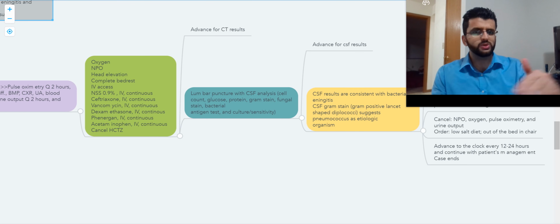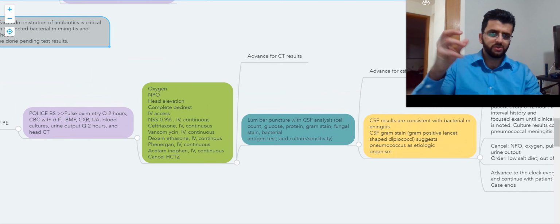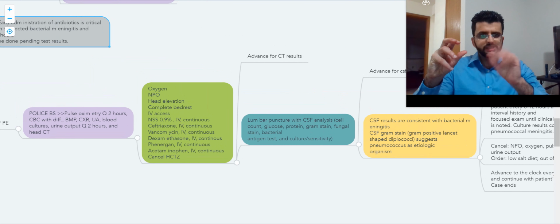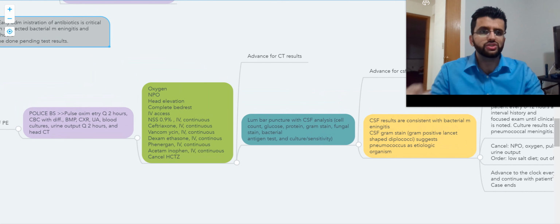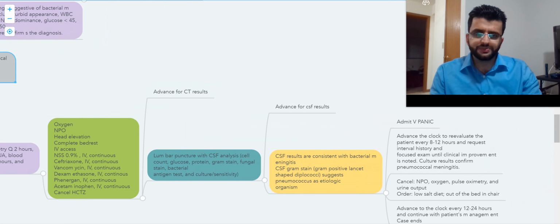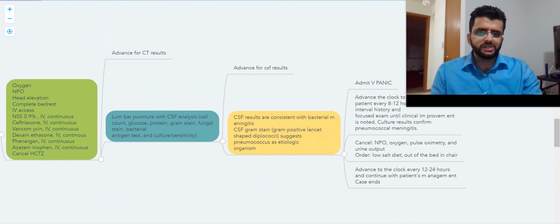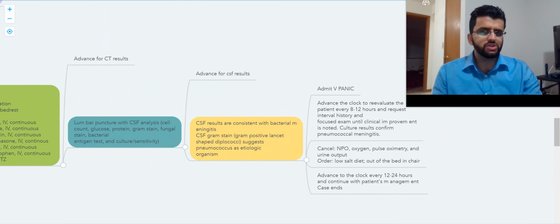We check for glucose, protein, gram stain, fungal stain, bacterial antigen, culture and sensitivity. Okay? So notice, initially we did the blood culture, then the antibiotics, and then the lumbar puncture. After that, we advance for CSF results. CSF is consistent with bacterial meningitis, CSF gram stain, gram positive diplococci, so just pneumococcal etiology, okay? So this is all in the emergency room.